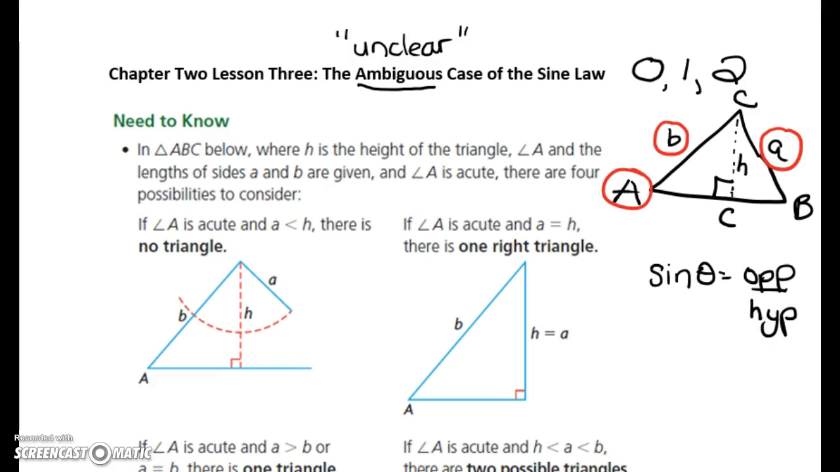When you find out what your h value is, you then need to compare your height, side a and side b, and use that information to determine if there are 0, 1, or 2 triangles. One thing that's really important is that in this lesson, we're just looking at acute angles. So angle A here is going to be acute, less than 90 degrees. There are some different cases if you have an obtuse angle, but today we're strictly looking at acute angles.